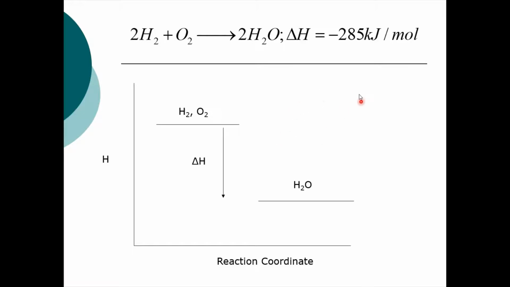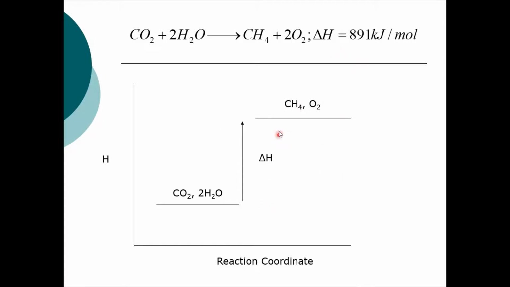But this is an exothermic reaction. The delta H is negative. An endothermic reaction is when the reactants have less energy than the product. So you're going to need more energy. Not only are you going to turn the reactants into products, but then you have to put extra energy in.